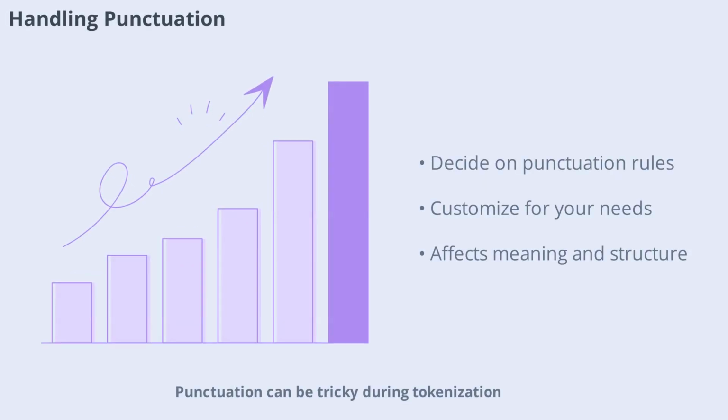Punctuation can be tricky during tokenization. Should punctuation marks be treated as separate tokens or attached to words? The answer depends on the application. For some tasks, it's important to keep punctuation separate as it can change the meaning of a sentence. For others, punctuation might be ignored. Tokenization tools often provide options to customize how punctuation is handled, ensuring the output fits the needs of your project.